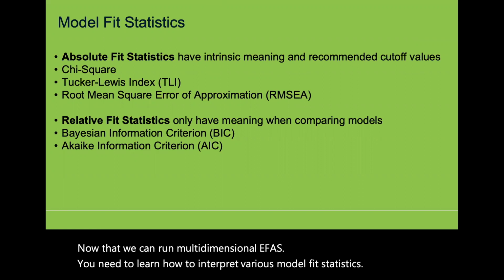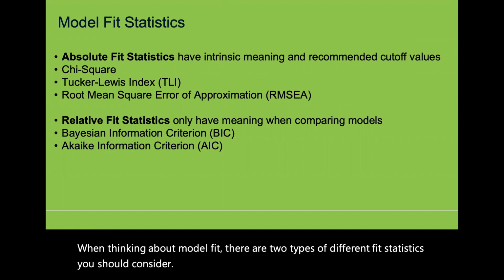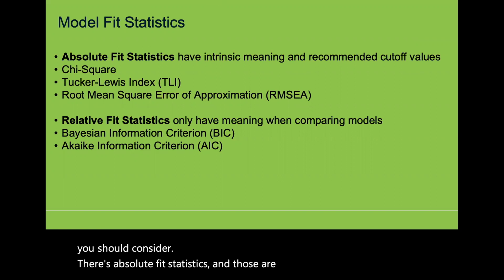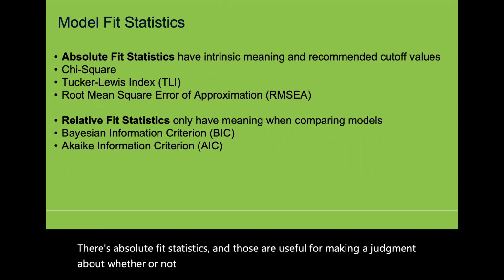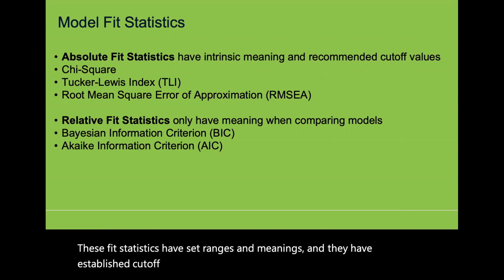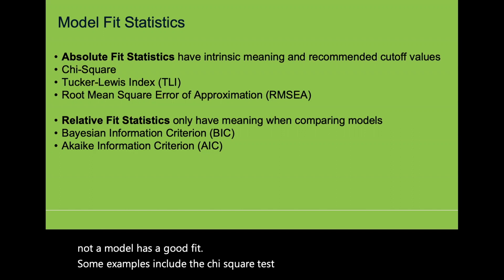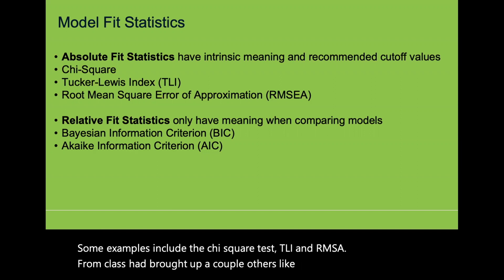When thinking about model fit, there are 2 types of different fit statistics you should consider. There's absolute fit statistics, and those are useful for making a judgment about whether or not a model fits adequately. These fit statistics have set ranges and meanings, and they have established cutoff values that are commonly used to determine whether or not a model has good fit. Some examples include the chi-square test, TLI, and RMSEA. From class, I brought up a couple others like CFI and SRMR.